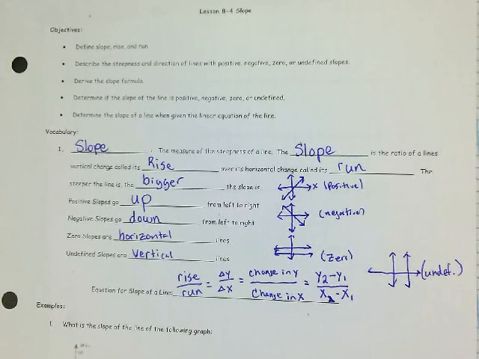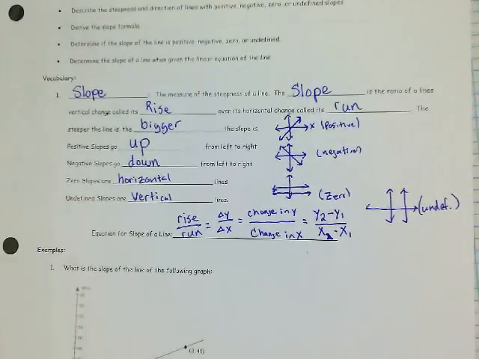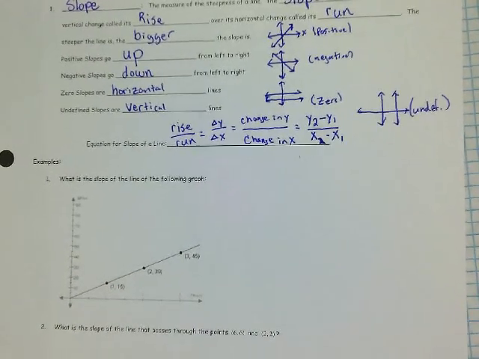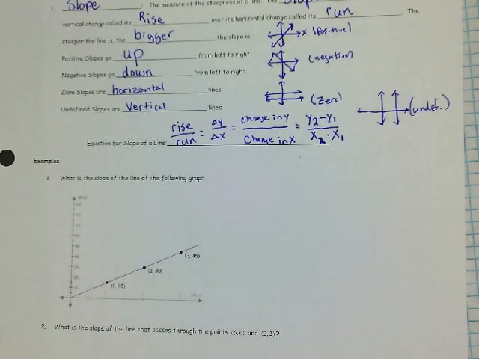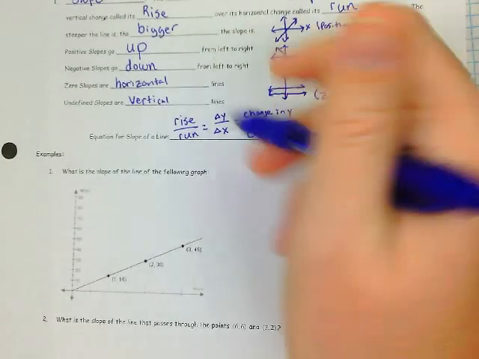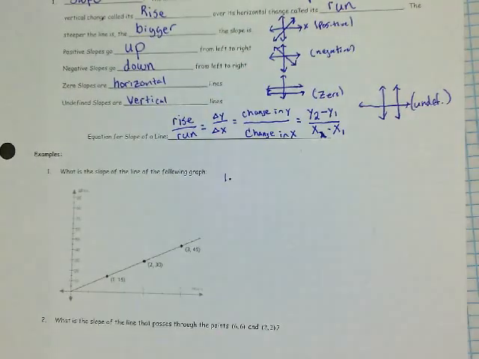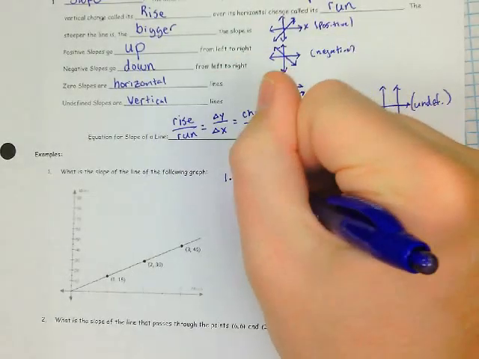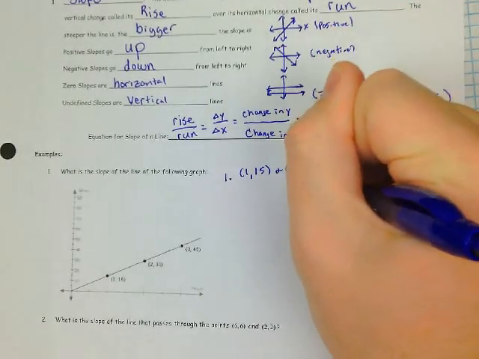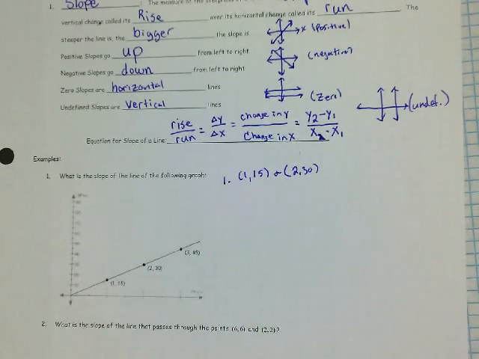All right, so let's use that in finding the slope. So we've got a line here. What is the slope of the line of the following graph? Now, I've got 3 separate points on there. Which 2 do you pick? Doesn't matter. Pick whichever ones you want, any 2. I'm going to do it 2 times. This time I'm going to use (1, 15) and (2, 30). I'm going to use those 2 for your slope.